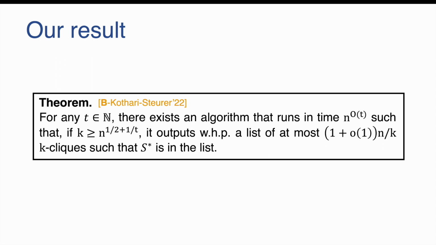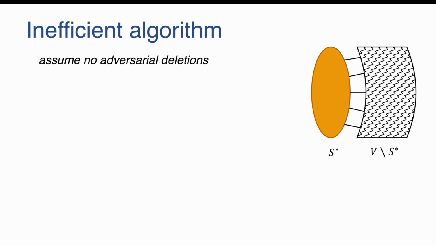So let's discuss now how we can achieve these guarantees. I'm going to start with an inefficient algorithm. Let's assume for now, and for the rest of the talk, that there are no adversarial deletions. So let's assume that the edges between S star and V minus S star are truly random. It turns out that for our algorithm, it's easy to put this assumption back in at the end.